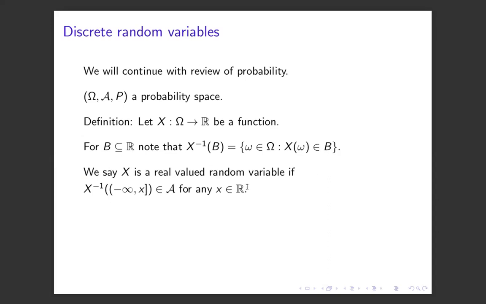So we say X is a real valued random variable if X inverse of the interval minus infinity to x is an element of that sigma algebra A, so that it makes sense to talk about the probability of this X inverse of minus infinity to x. If this happens for every x in R, that is called a real valued random variable. Again, this kind of thing you would have seen in your earlier class.